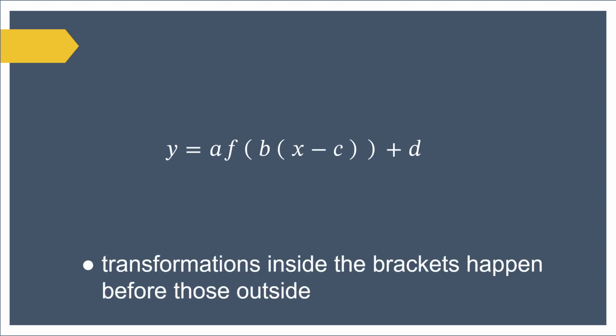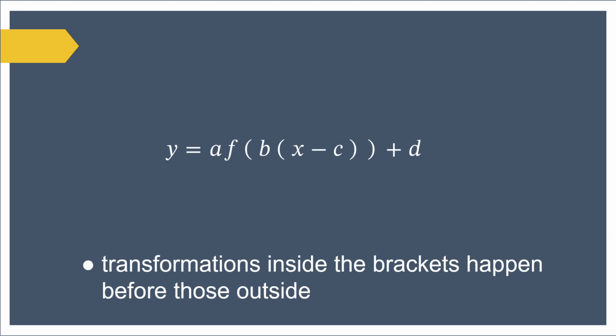So at this point, we'd want to talk about combined transformations. Now, I'd want you to consider the general transformation formula y is equal to a of f of b of x minus c, plus d. So this is the general transformation formula. And now, in order to determine the sequence of transformations represented by it, you have to start from inside the brackets going to the outside.